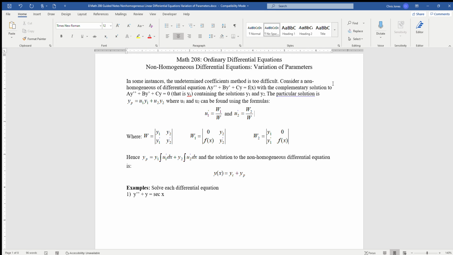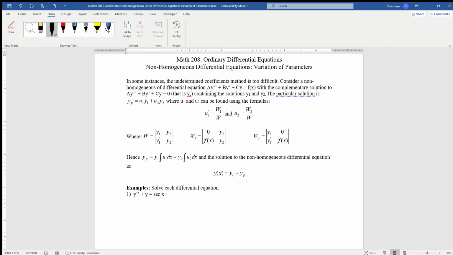We're going to take a look at another way to approach these second-order differential equations with constant coefficients that are non-homogeneous. So we're going to be looking at this method that's called variation of parameters. Now, variation of parameters is more difficult, it's also more taxing, but sometimes we can't make an adequate guess for the solution to use the undetermined coefficients method.